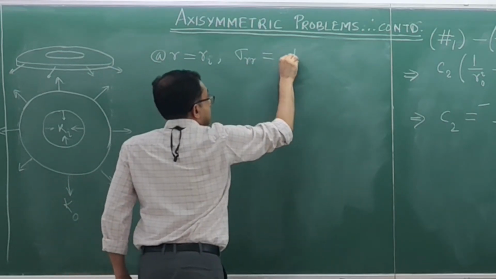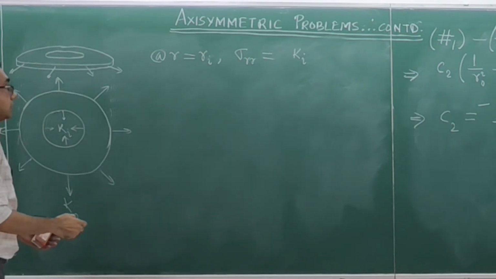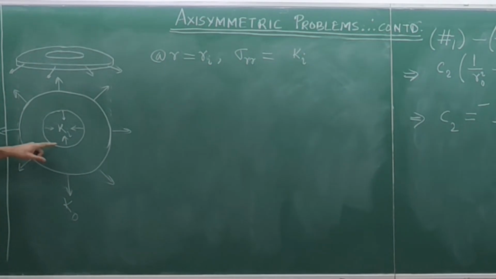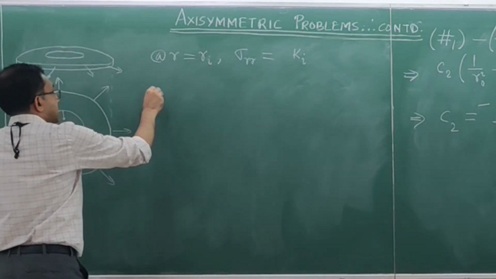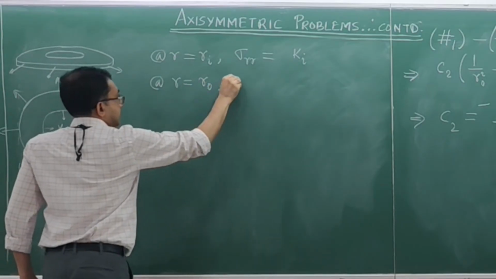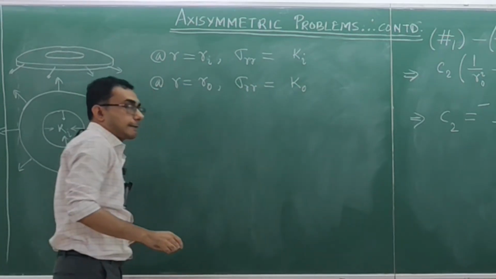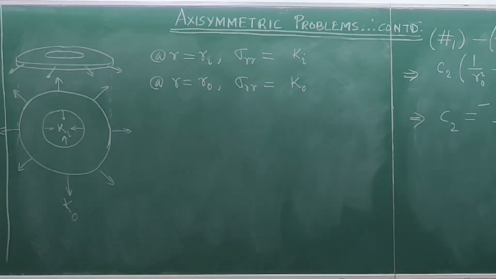So again, at r equal to ri, we are going to have sigma rr equal to Ki. Oh, sorry, Ki, yeah, right. So see here, unlike the pressure case, which was pointing inward, here the Ki is along the direction of the sigma rr. Here also the Ko is along the direction of the sigma rr. So we don't have to use the negative sign. But what is the governing equation? That I am not telling you.